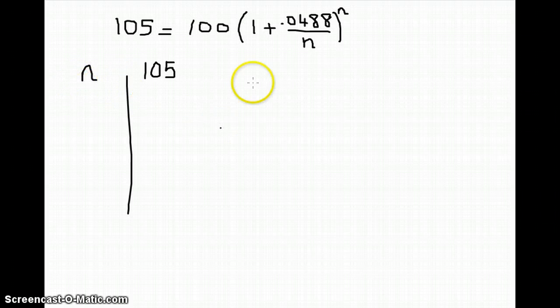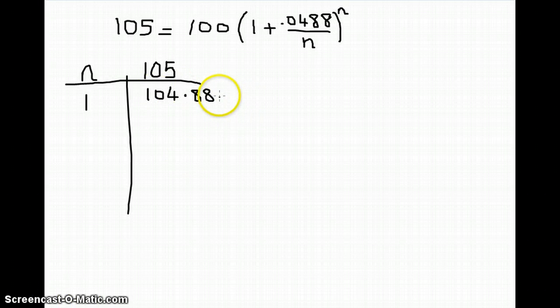Okay, so we're going to try n's. By the way, that T over here, I didn't plug it in. I plugged it in as 1 actually, because they're saying in the problem that we're going to get 105 after 1 year. So n times 1 is n. Okay, all right. So if I try 1, I would get 104.88, which is already under 105. So that doesn't check. I can't accept that because the bank promised me 105.